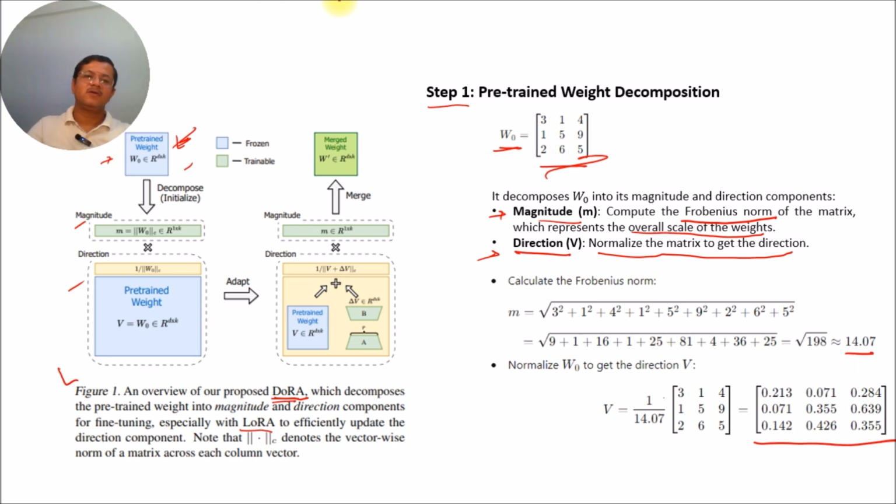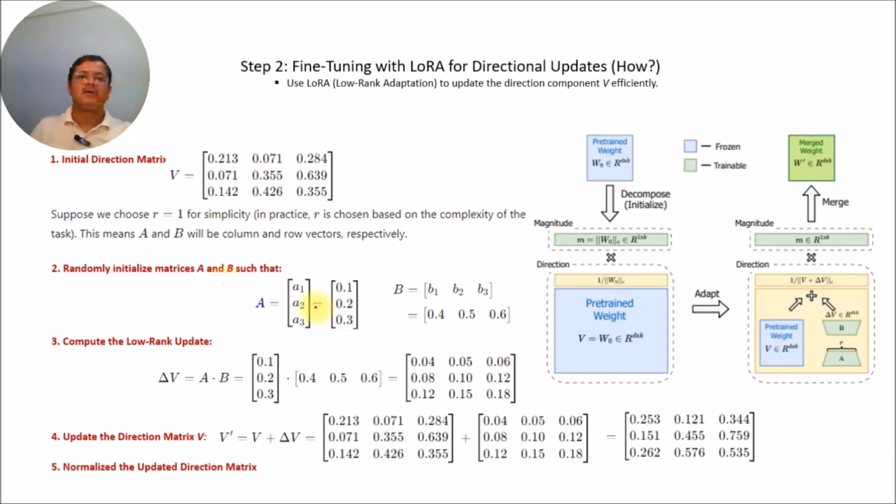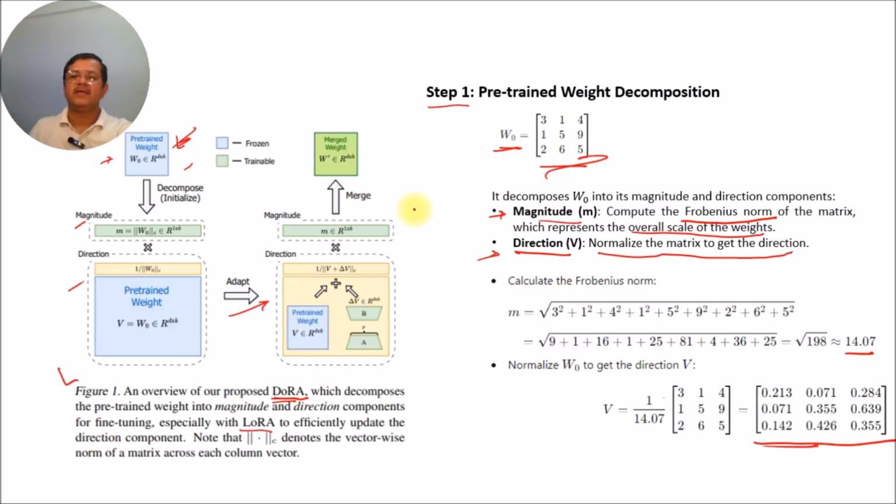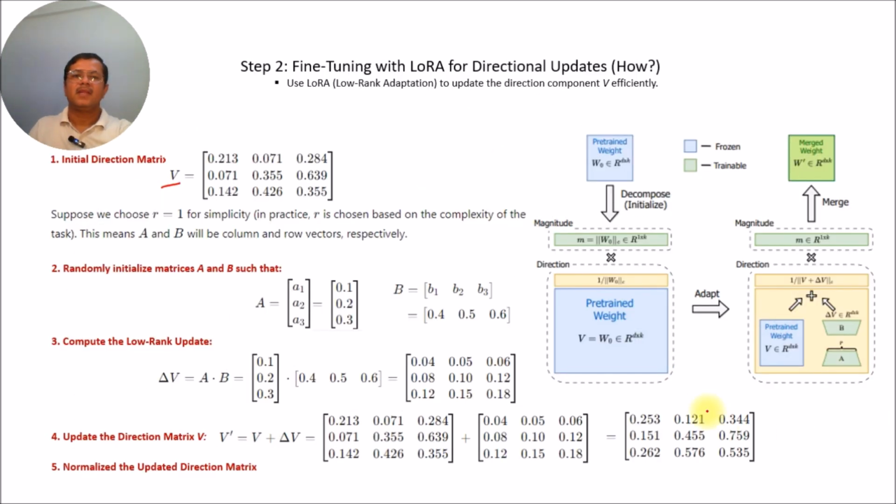The next part of the DoRA algorithm is very similar to the low rank adaptation technique. It takes these direction matrices and applies the fine tuning process used in LoRA. We take the initial matrix that we calculated here and apply fine tuning with LoRA, meaning we apply low rank adaptation only to the direction part. Just for simplicity, I will explain how this works.